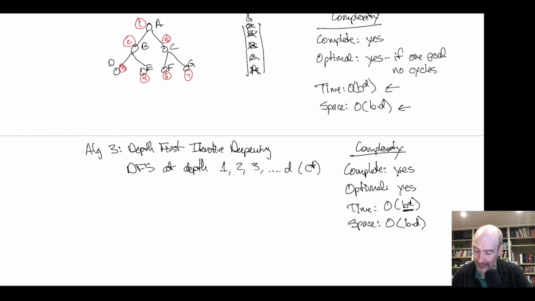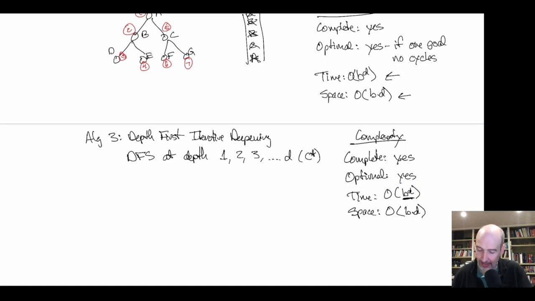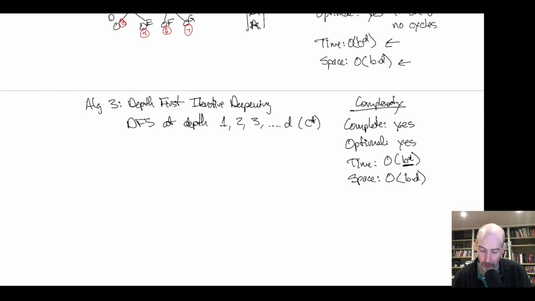I made this claim a second ago that the time is actually b to the d, but let's take a look at this and see why this is the case. The question is, what is a depth first iterative deepening search doing? Let's go back to the analysis we did before. I want to think about a DFID on a tree with branching factor b, depth d. So what is it going to do?